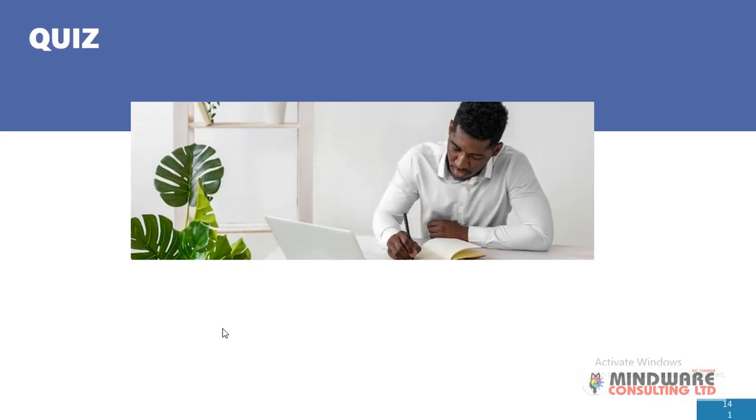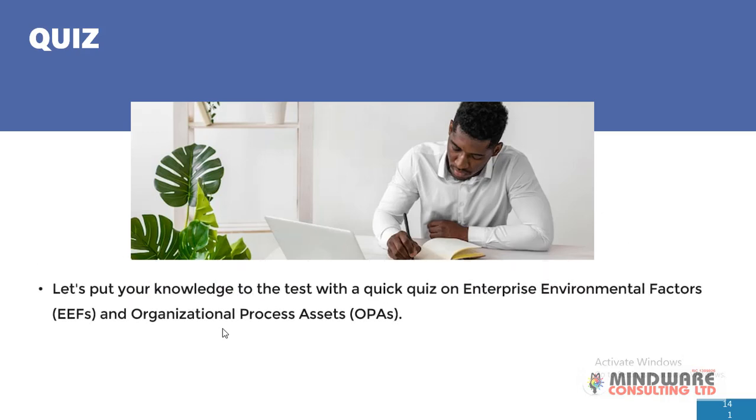Okay, so it's quiz time. Now let's put your knowledge to the test with a quick quiz on enterprise environmental factors and organizational process assets. What you need to do now is jump on the platform, just after this section 7. You're going to see the quiz on the platform. So go ahead and take the quiz to test your knowledge. And then afterwards you can move into the next module and the next week.